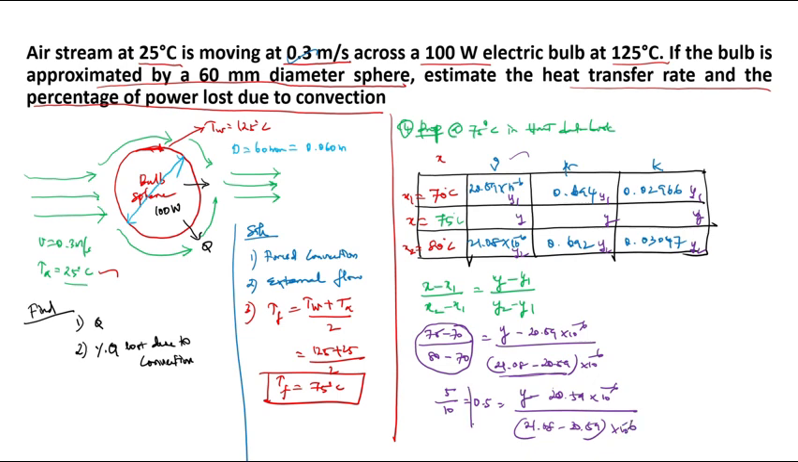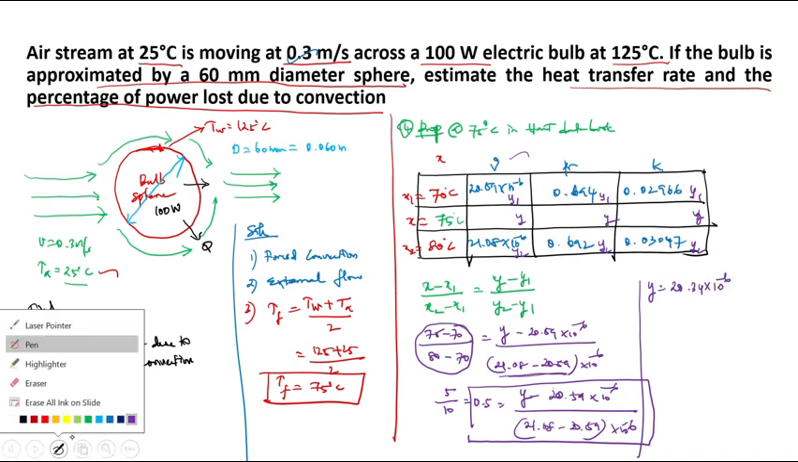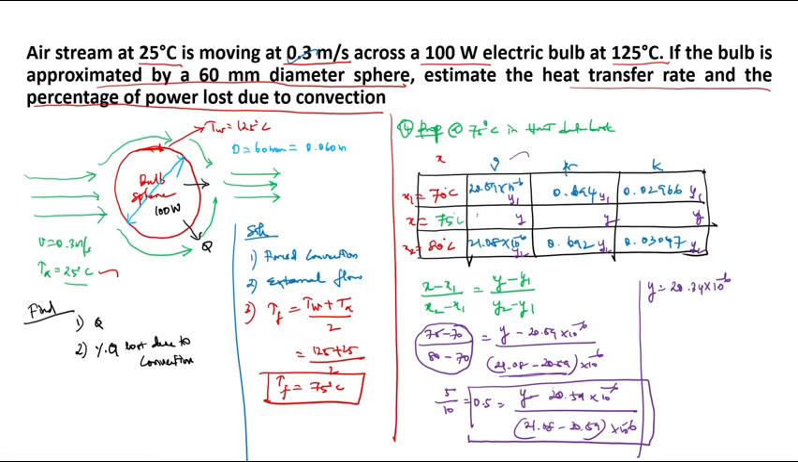So this is the one equation. The left hand side is 0.5, you fix it, and you can substitute the appropriate values. Finally you get y equal to around 20.34 into 10 to the power of minus 6. So here you can write y is equal to 20.34 into 10 to the power of minus 6.